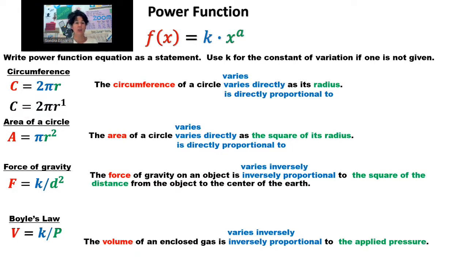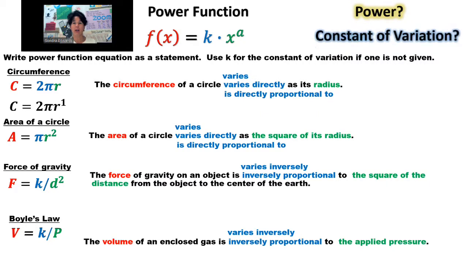Let's now just focus on writing it as a power function. Not all of these look like a power function. This first one does already look like a power function. The power there and the constant of variation, the power is 1 and the constant of variation is 2 pi. The next one already looks like a power function as well. So the pi is the constant of variation and the 2 is our power.